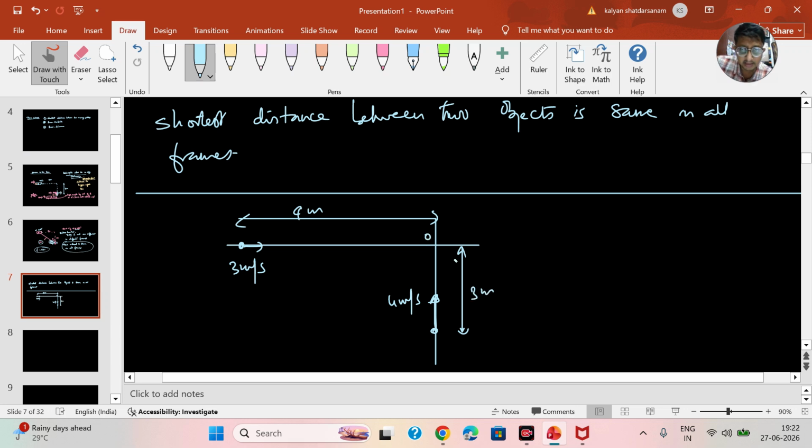So obviously they won't meet, because you see the point which is moving slowly is at a farther distance. So A is moving slowly, and it is at a farther distance from the junction, from O. On the other hand, B is nearer to O and going faster. Now the question is, obviously they won't meet, so I want to find the shortest distance between them.